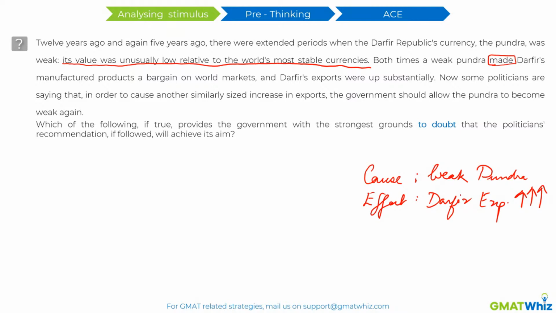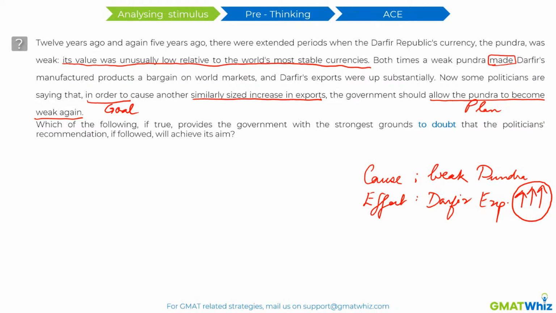All these are facts. And we don't know why the author is giving us these facts. Now, we are talking about the current situation. Some politicians are saying that in order to, now whenever you have this in order to, it means we are setting a goal. The objective is to cause another similarly sized increase in exports. Similarly sized, similar to what? Similar to the size of increased exports in the past. So if you want to have a similar increase in exports, then the government should allow the Pundra to become weak again. So that means they're saying deliberately weaken the Pundra. This is the plan. What do they hope to achieve? They hope to achieve a similarly sized increase in exports.